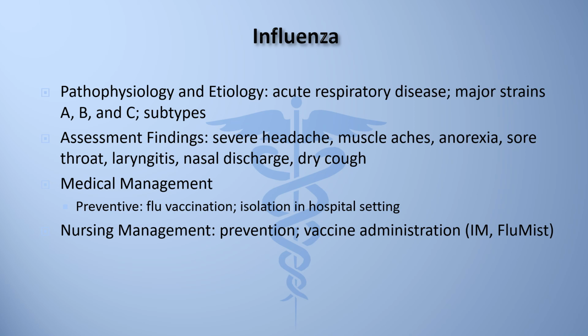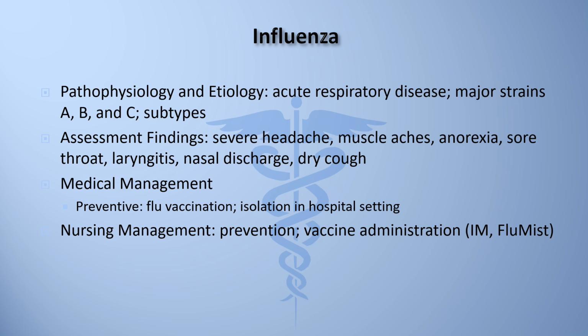They can have a sudden onset of fever, chills, headache, muscle aches, with the fever lasting around 3 days. As it progresses, you can see signs of anorexia, malaise. They'll start sneezing, complaining of a sore throat, and have a dry cough.